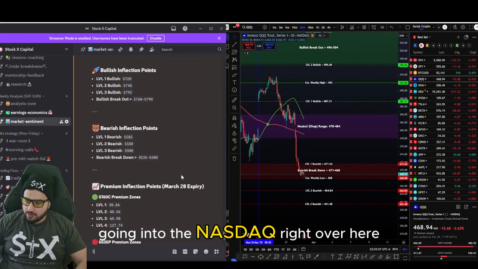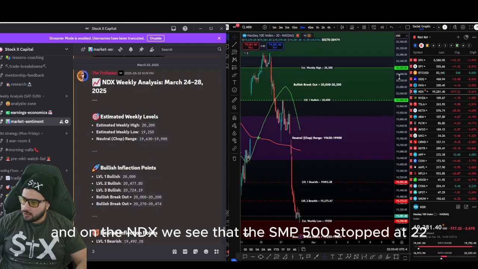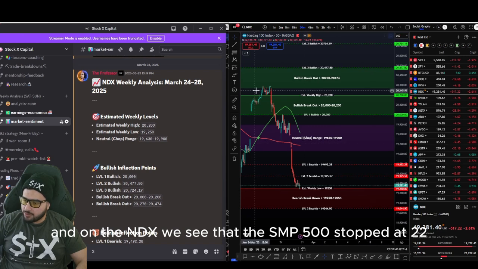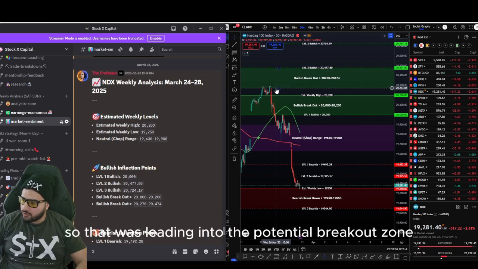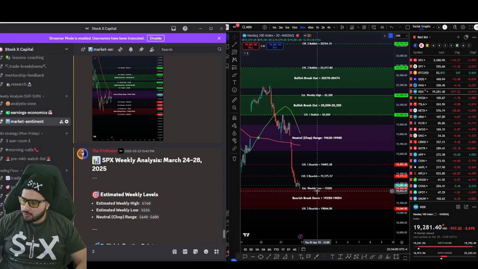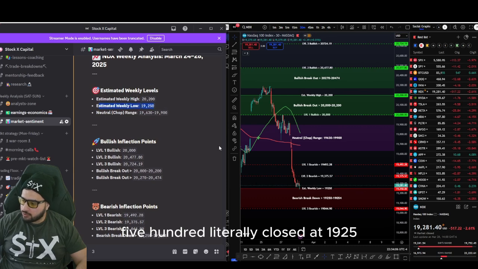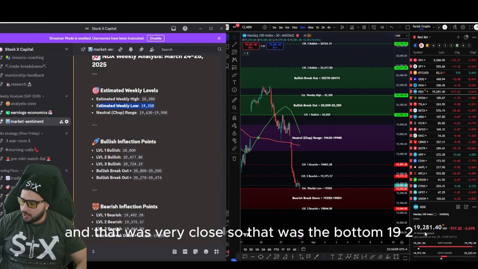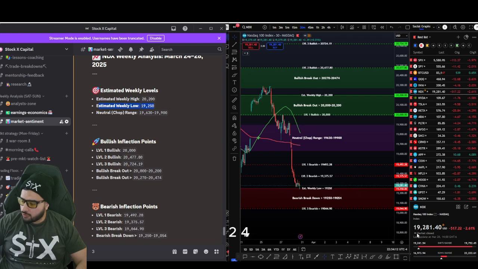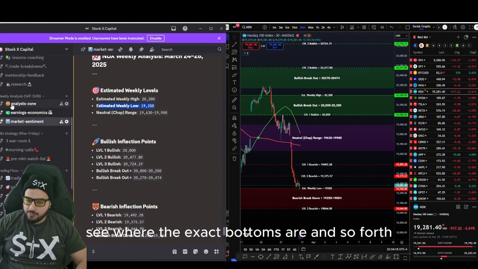Going into the NASDAQ right over here, we also provide NASDAQ levels, and on the NDX we see that it stopped at 20,295 here. Okay, so that was leading into the potential breakout zone. It didn't break through that zone here, but this one was kind of confirmed as we saw it literally close at 19,250, and that was very close. So that was the bottom, 19,241. So these estimates are very helpful for traders to see where the exact bottoms are and so forth.